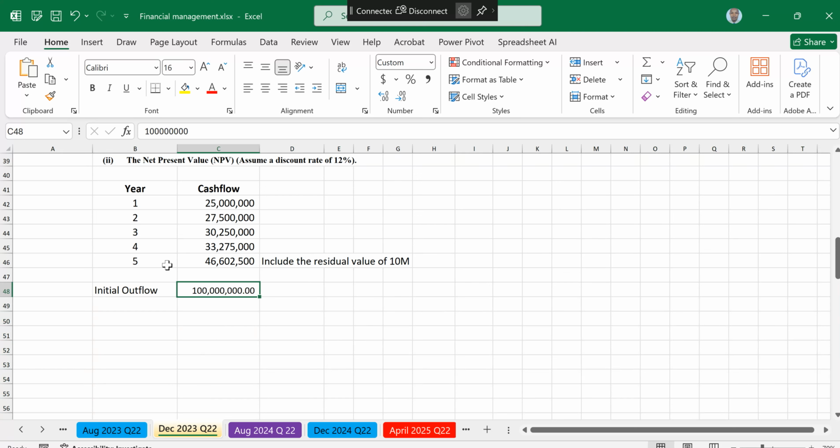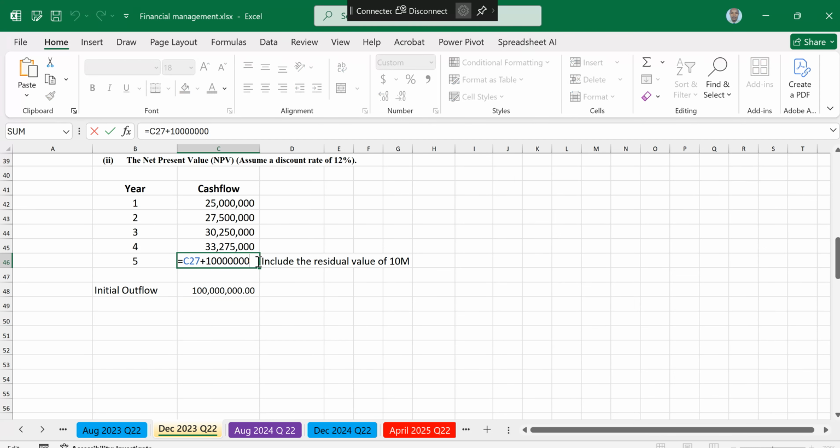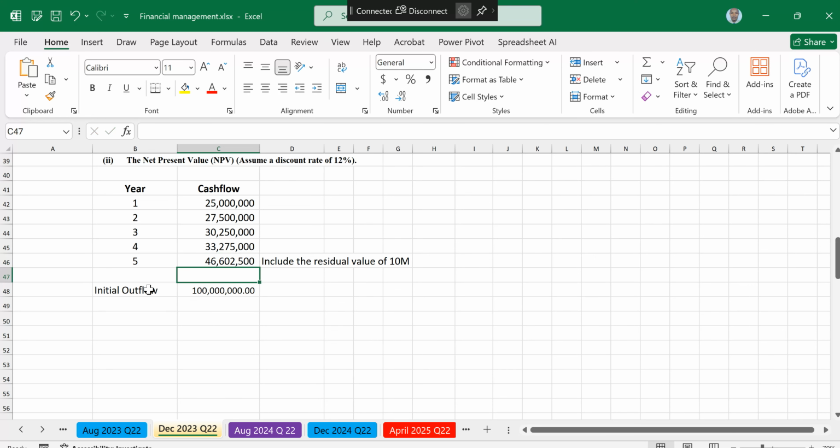On the 5th year, you add 10 million. So include a residual value of 10 million. You double click and just add plus 10 million on the 5th year. Then the initial outlay is equal sign negative, because it's an outflow.